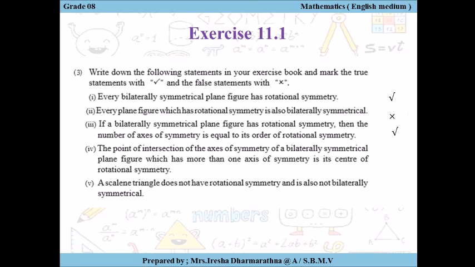The point of intersection of the axes of symmetry of a bilaterally symmetrical plane figure which has more than one axis of symmetry is its center of rotational symmetry. That is correct. By drawing diagonals also you can get that center. A scalene triangle does not have rotational symmetry and is also not bilaterally symmetrical. That is correct.